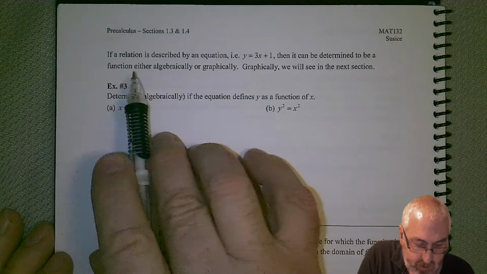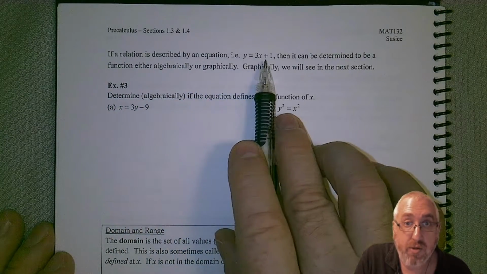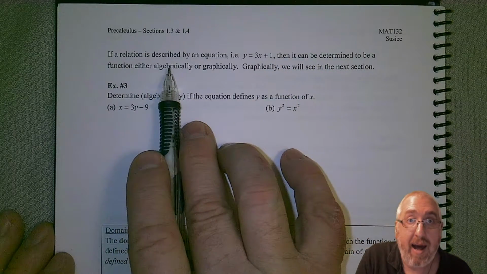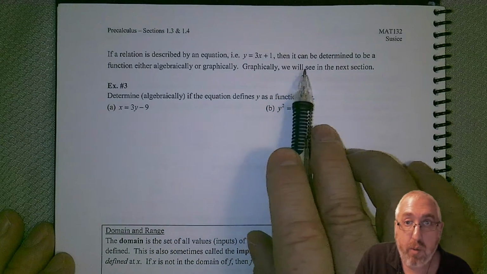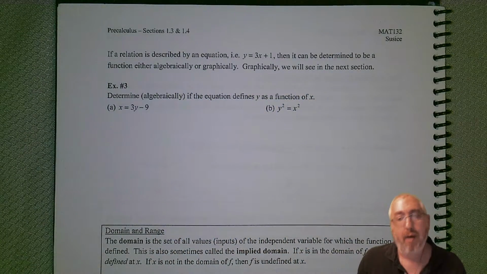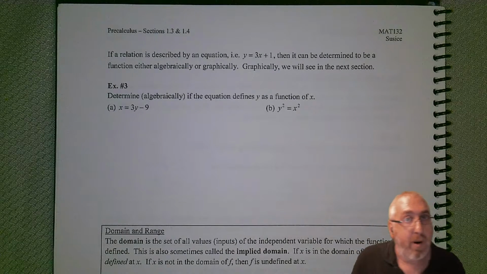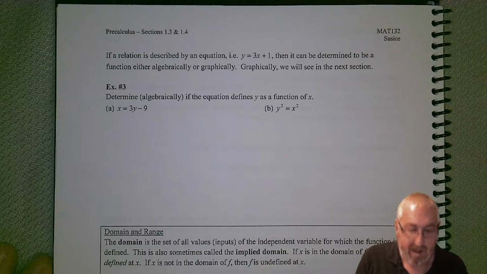this one. If a relation is described by an equation, i.e. y equals 3x plus 1, then it can be determined to be a function either algebraically or graphically. Graphically, we will see in the next section. Darn. So you probably remember how we can check graphically, but we'll get to that very soon.